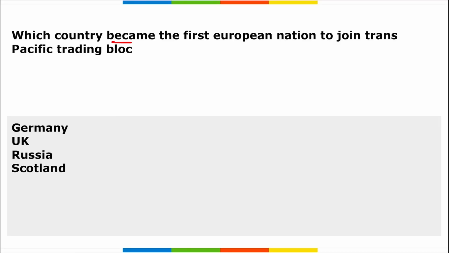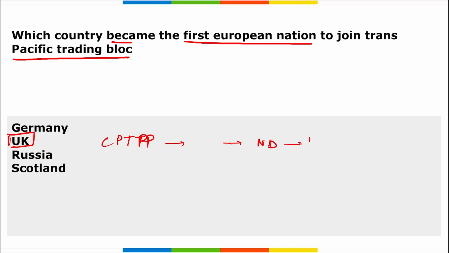Next, which country became the first European nation to join Trans-Pacific Trading Bloc? It is United Kingdom, right? They recently signed a deal to join the Comprehensive and Progressive Agreement for Trans-Pacific Partnership, that is CPTPP. This is a major trading bloc in the Asia-Pacific region, with New Zealand as a member, and the UK became the first European nation to join it since its formation in 2018. Correct?